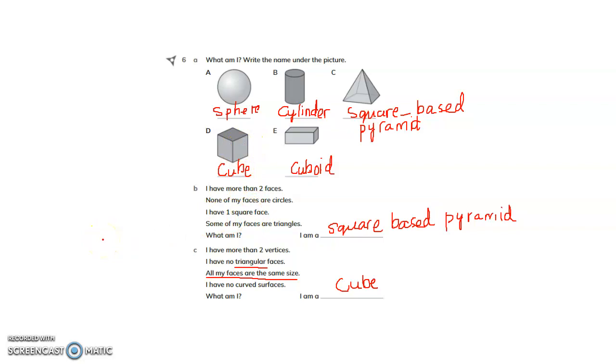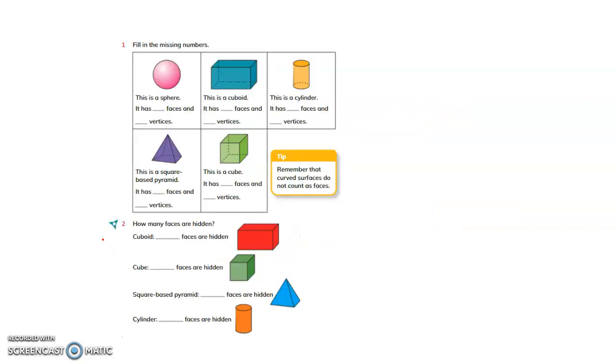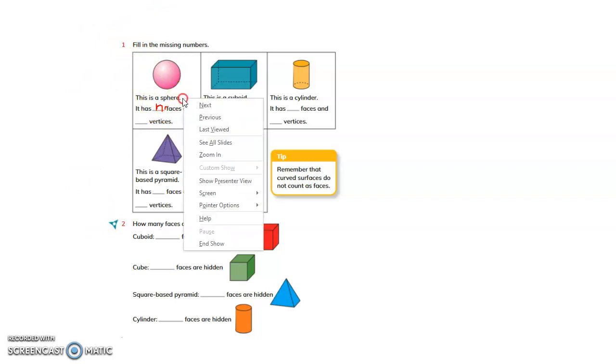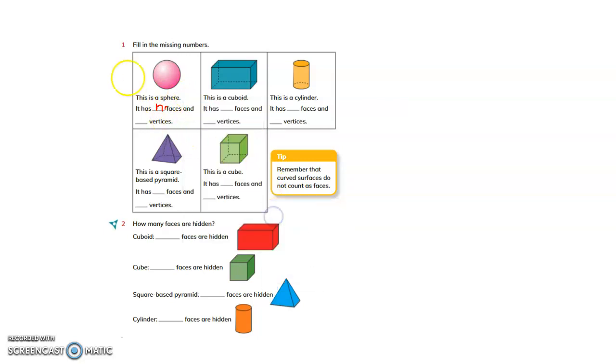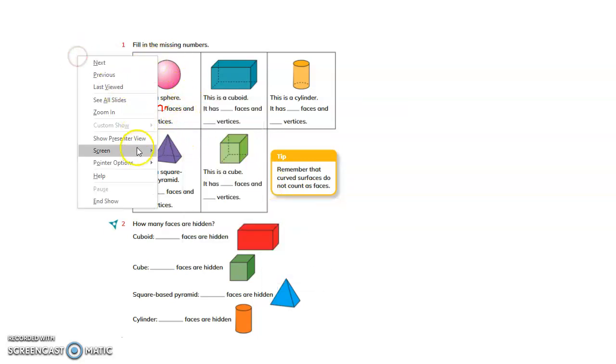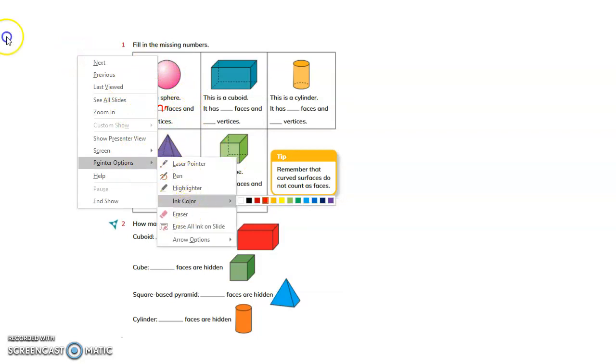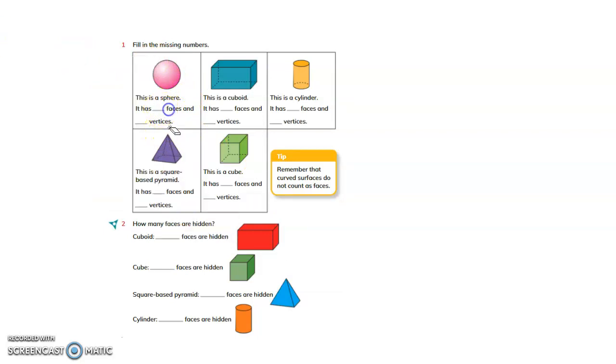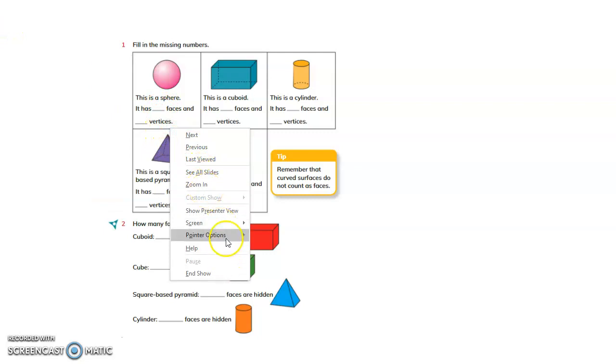So I hope this is clear. Now moving forward, this is a sphere. It has no faces, or you can write numbers, missing numbers is what it says, right? So what we'll do is we'll write the number.